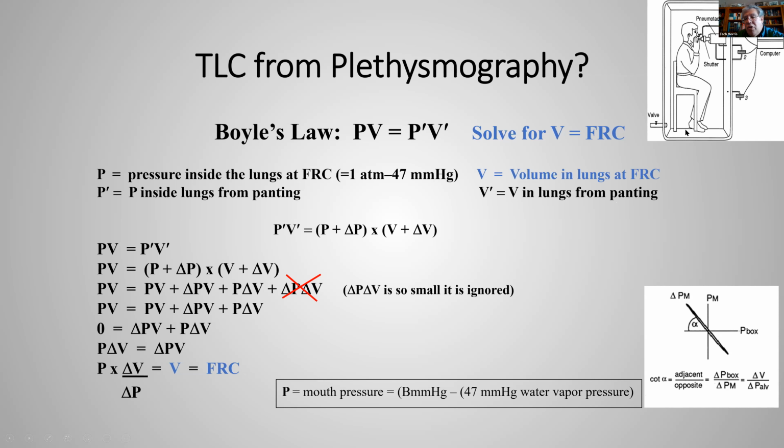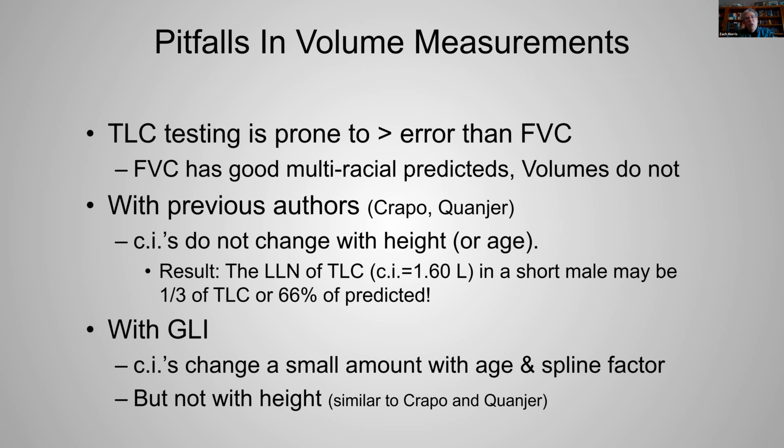But there is room for a lot of error during that panting. How big are you panting? How short is it? Is it an erratic maneuver? When do you close the valve? Did the patient actually start at FRC, or did they start a little bit higher? There are a lot of factors in there. The point I'm trying to make is that with all these calculations, we really can't make this the gold standard. We know TLC testing is prone to much greater error than the FVC.